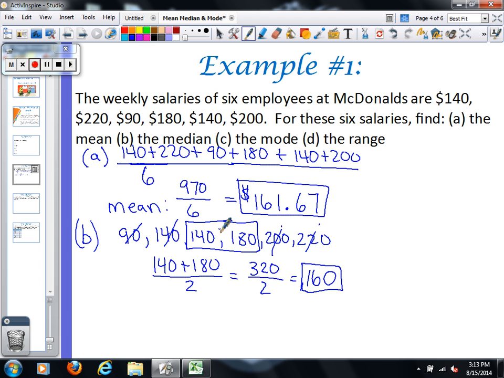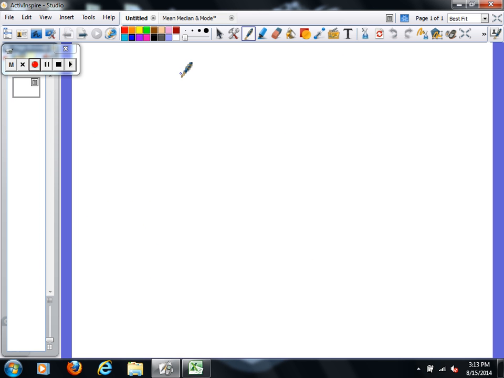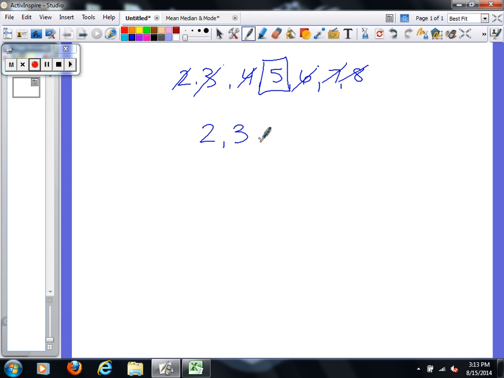Okay? Let me give you another example just really quick here. If I was to have 2, 3, 4, 5, 6, okay? And I told you to find the median, I would work my way inwards. Well, now I'm left with just one number, which is 5. Okay? If I have 2, 3, 6, sorry.